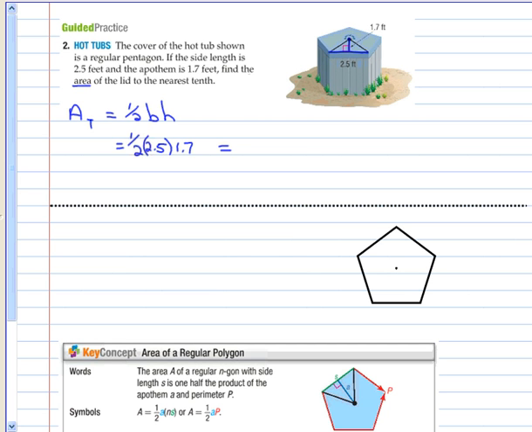2.125? 2.125. What would I do with that then to get the area of the whole cover? Multiply it by 5. We'd have exactly 5 of those triangles. 1 there, 2, 3, 4, 5. So multiply it by 5. How much do you get? 10.625 feet square.